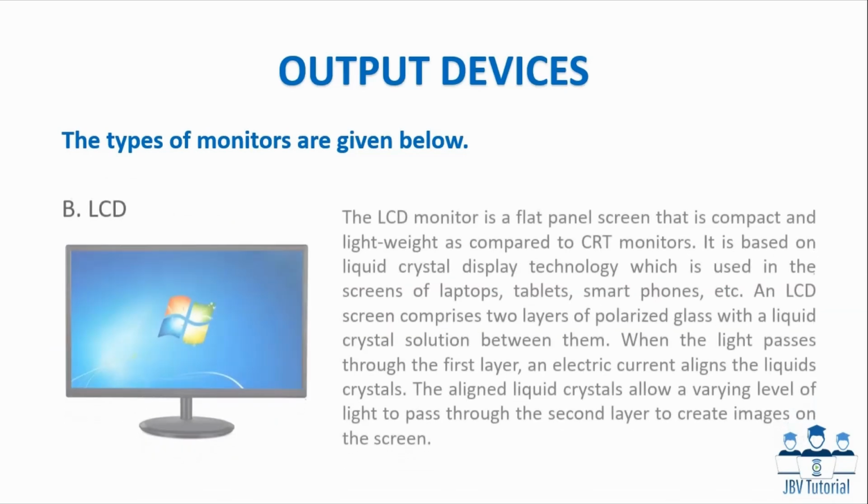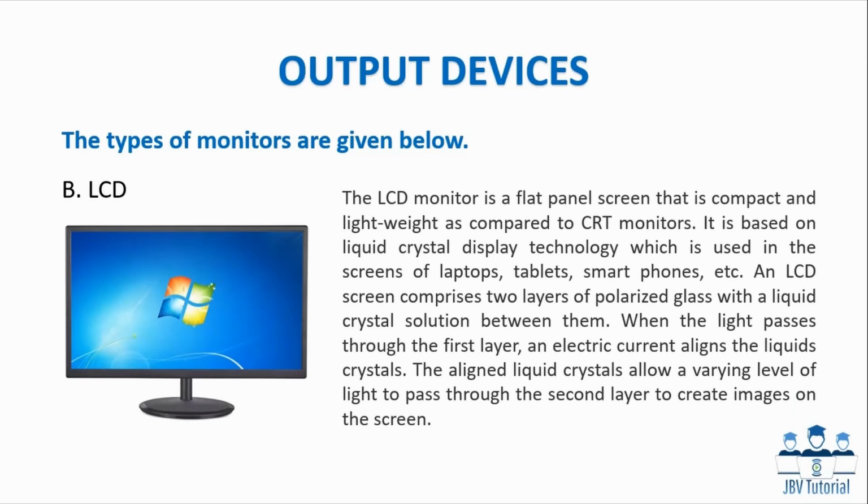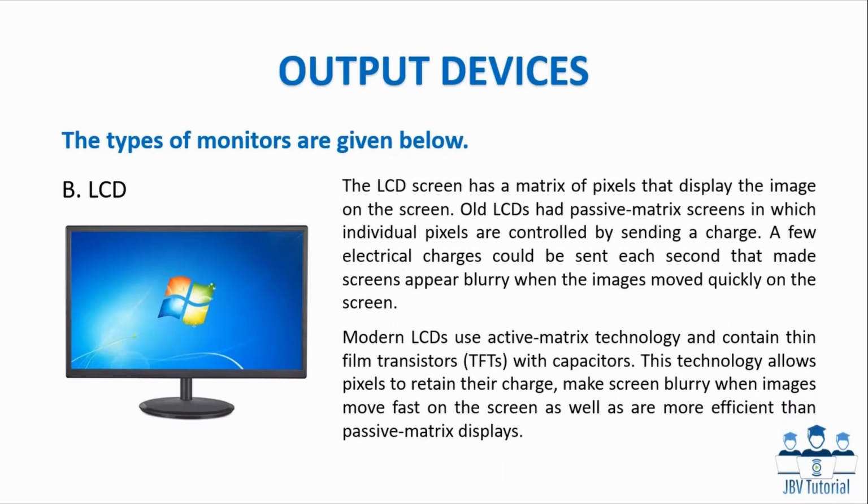LCD monitor. The LCD monitor is a flat panel screen that is compact and lightweight as compared to CRT monitors. It is based on liquid crystal display technology, which is used in the screens of laptops, tablets, smartphones, etc. An LCD screen comprises 2 layers of polarized glass, with a liquid crystal solution between them. When the light passes through the first layer, an electric current aligns the liquid crystals. The aligned liquid crystals allow a varying level of light to pass through the second layer to create images on the screen. The LCD screen has a matrix of pixels that display the image on the screen.